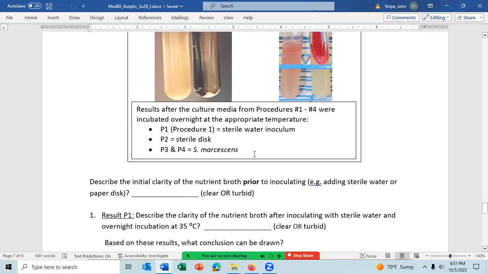And this is telling you what was added for each of the procedures. You'll have it labeled question 0. So this is a question, and I just labeled it 0 in your copy.